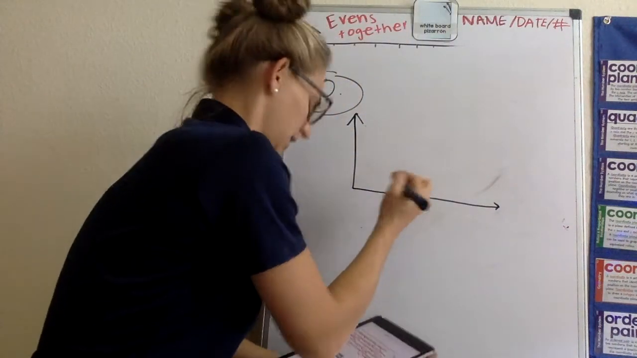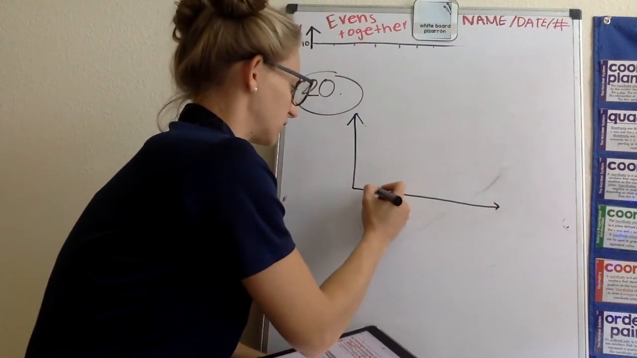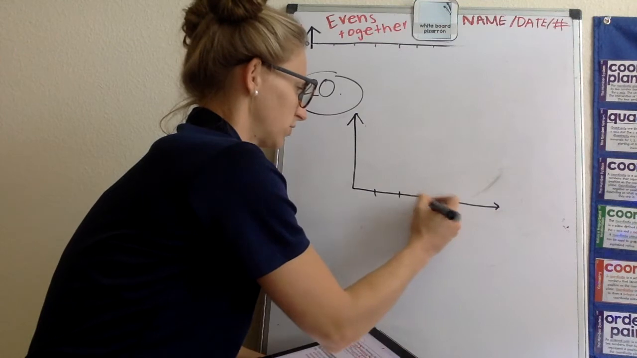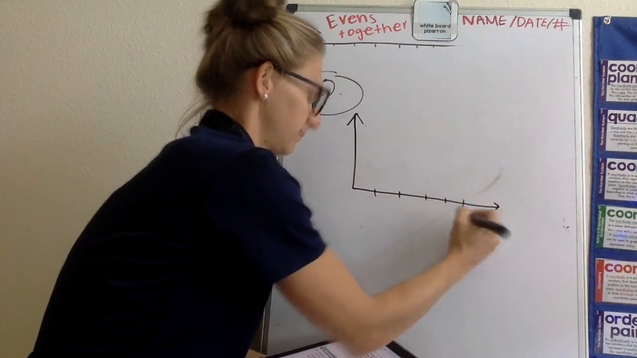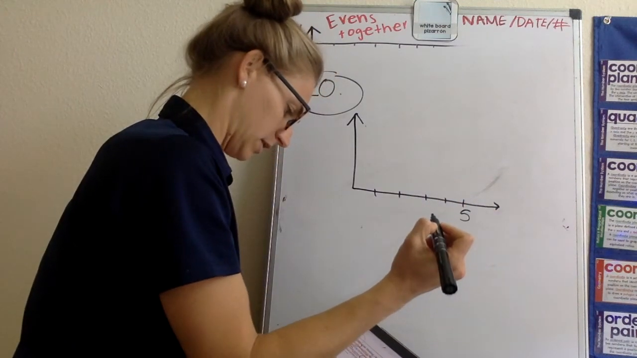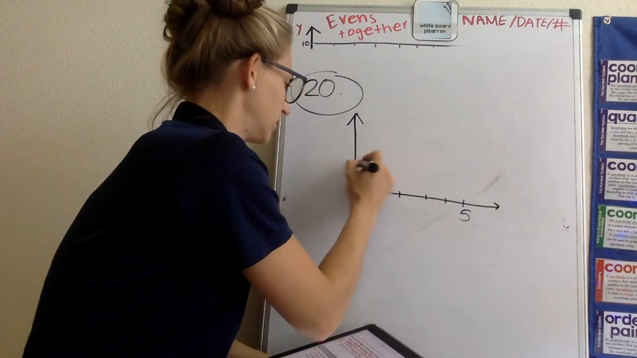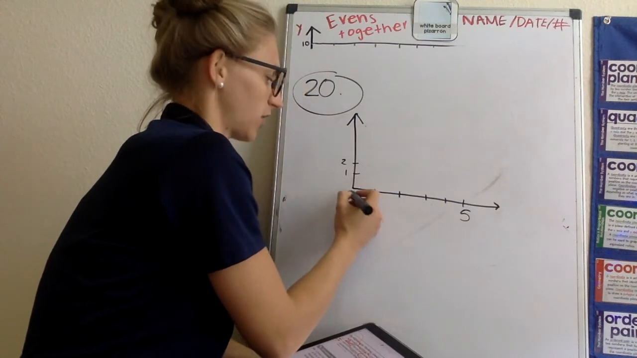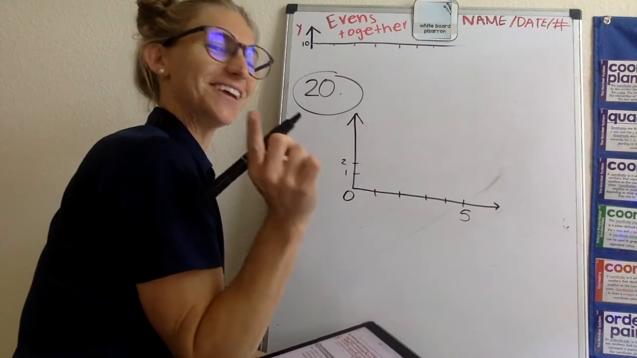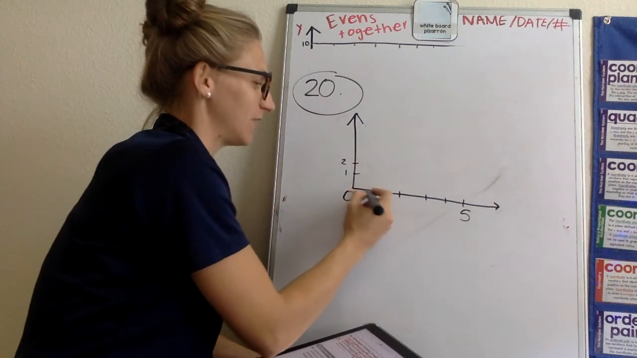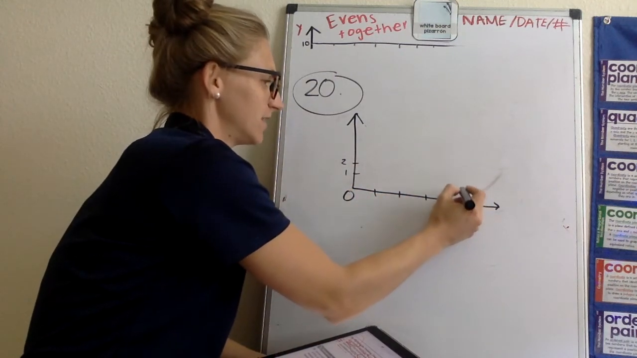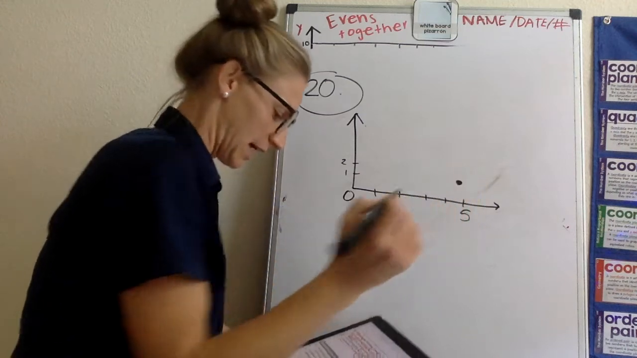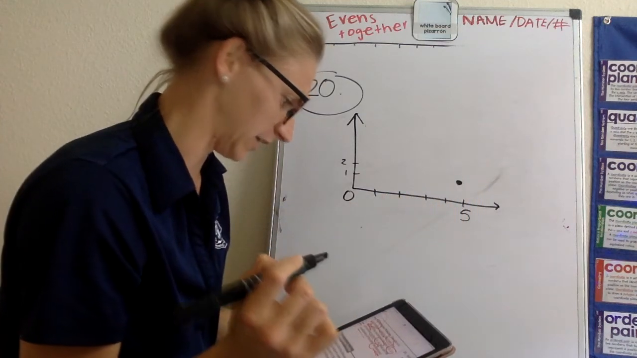Okay, and I know that the first one's at 5, 2. So I'm going to count 1, 2, 3, 4, 5, and then I'm going to go up 2, 1, 2. So if I start at my OG, you got it, and we're going to crawl before we stand. 1, 2, 3, 4, 5. Stand up 2. That point is going to be right about there, and it doesn't give us a letter.